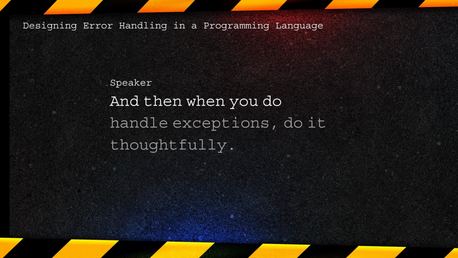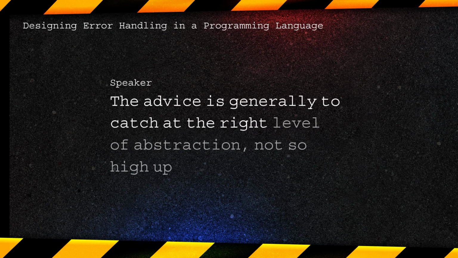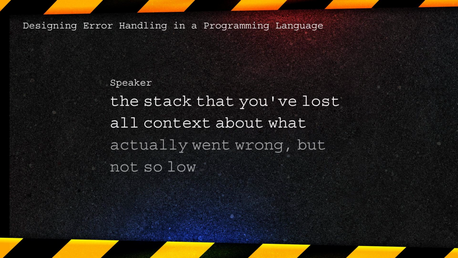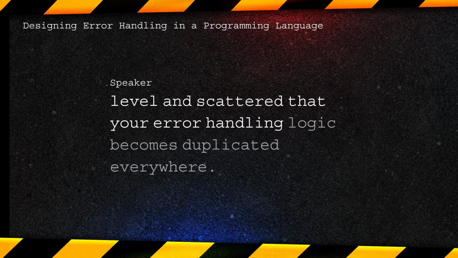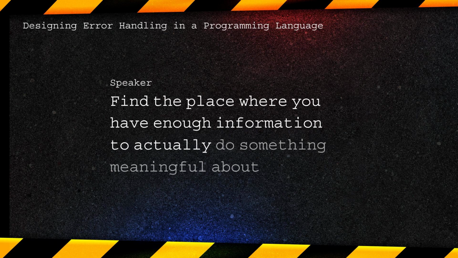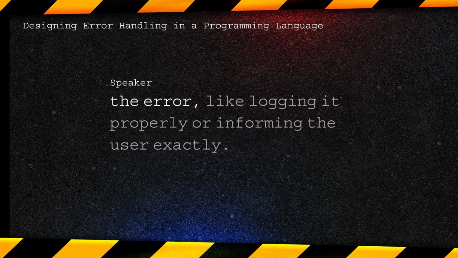Precisely. And then when you do handle exceptions, do it thoughtfully. The advice is generally to catch at the right level of abstraction. Not so high up the stack that you've lost all context about what actually went wrong, but not so low level and scattered that your error handling logic becomes duplicated everywhere. Find the place where you have enough information to actually do something meaningful about the error. Like logging it properly or informing the user.